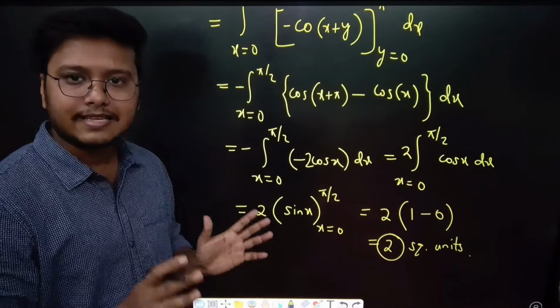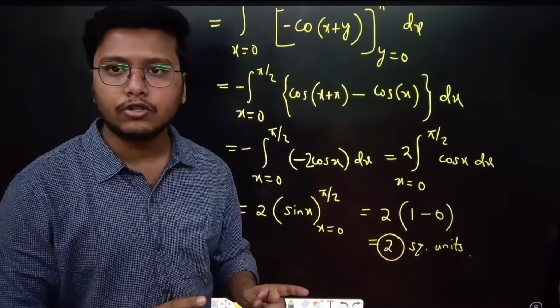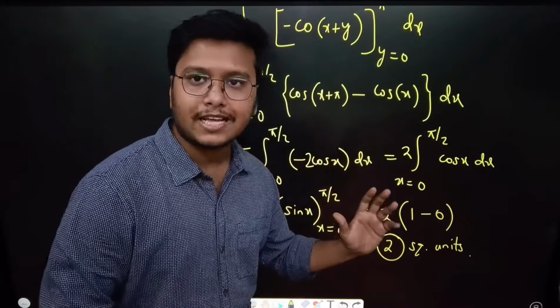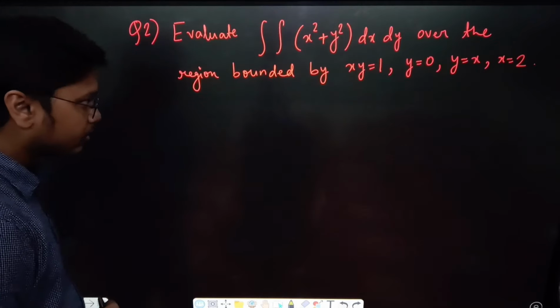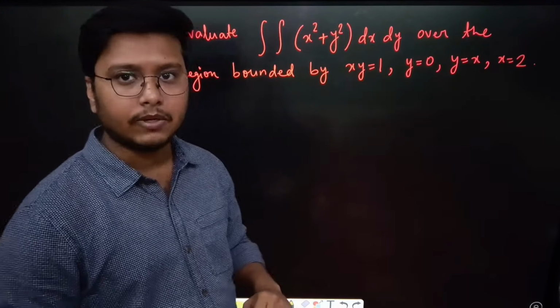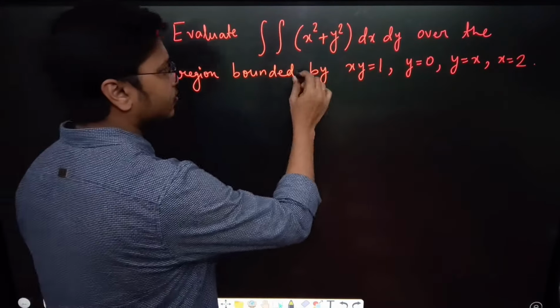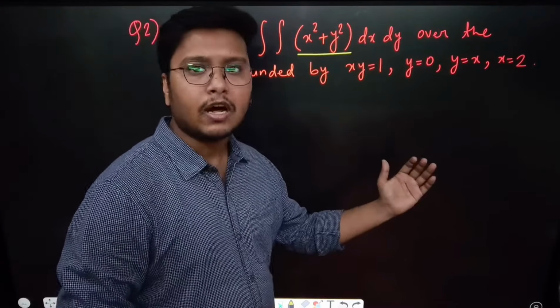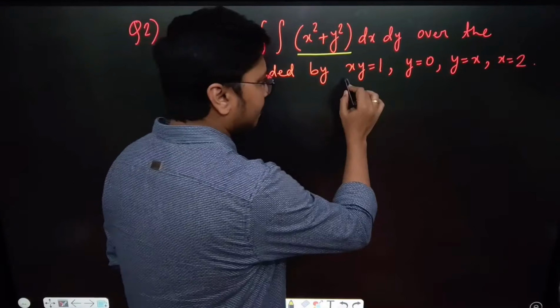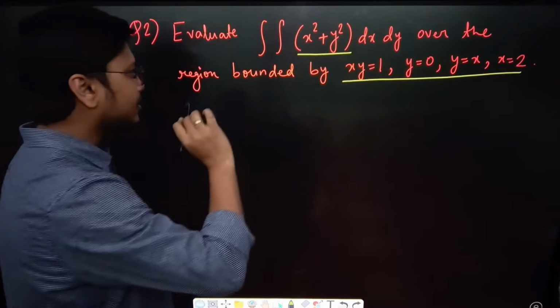So this is the simple integration. Now moving on to the integration where the limits of x and y will be some functions of the other variables. Okay, so let's quickly look at this problem. Here my function of xy is x square plus y square, and I have to figure out the limits of x and y based on this information given to me.